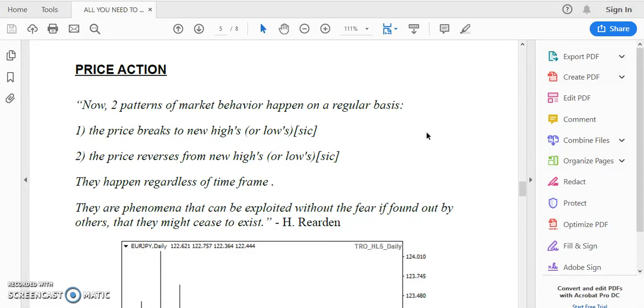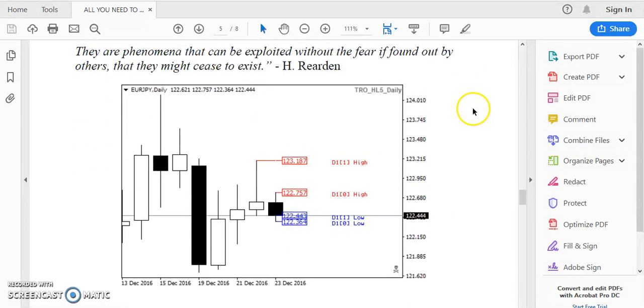I'm going to talk about price action. Here's a quote from Reardon. Now, two patterns of market behavior happen on a regular basis. Number one, the price breaks to new highs or lows. And then number two, the price reverses from new highs or lows. They happen regardless of time frame. They are phenomena that can be exploited without the fear, if found out by others, that they might cease to exist. Once again, that's by Reardon.